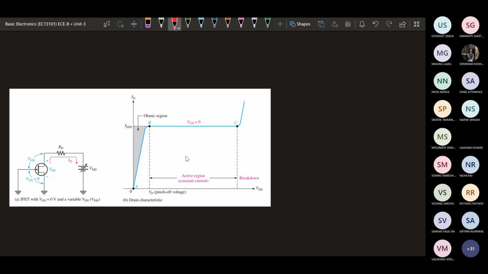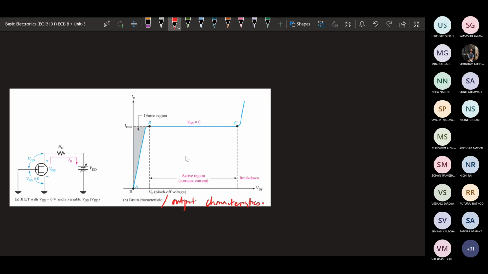VDS varying means we are going to vary the VDD. So if we are varying the VDD, with respect to that, VDS will be varying. Okay, so how the current variation will be there, that means we are going to plot the drain characteristics. Drain characteristics is nothing but the output characteristics. So this will be the drain characteristics when VGS equals 0.